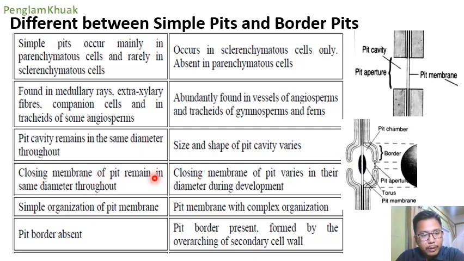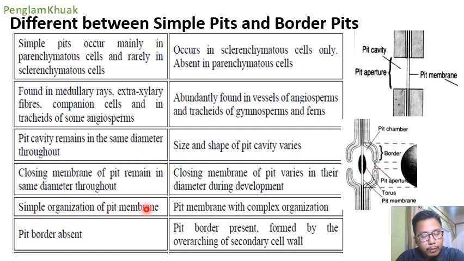In simple pits, the closing membrane remains the same diameter throughout. In border pits, the closing membrane varies in diameter through development. Here it is small, and after that it is big and then small.